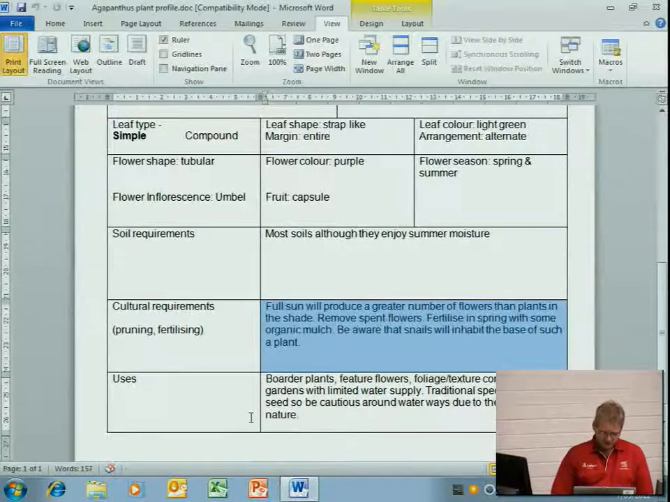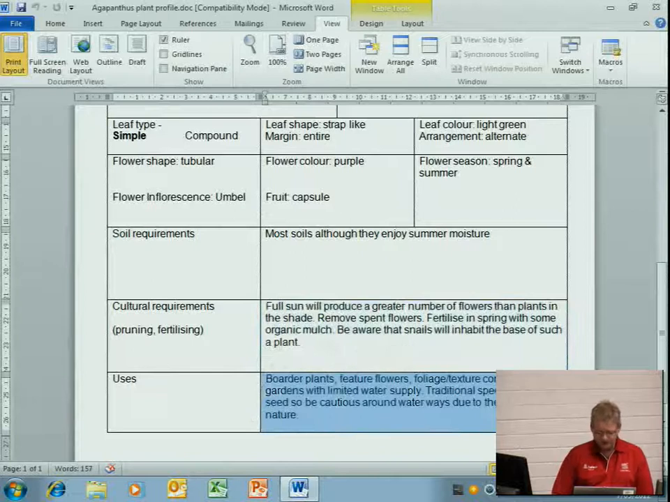So the use with regards to agapanthus, well, we've all seen it used as a border plant. It can also be used as a feature flower, obviously cut flower as well. And foliage and texture contrast for many gardens is important nowadays, so we want to keep that in mind. It's also used in xeriscaping. Xeriscaping being low-use water gardens, so pretty important in that context nowadays. We should all be considering those issues fairly thoughtfully now.